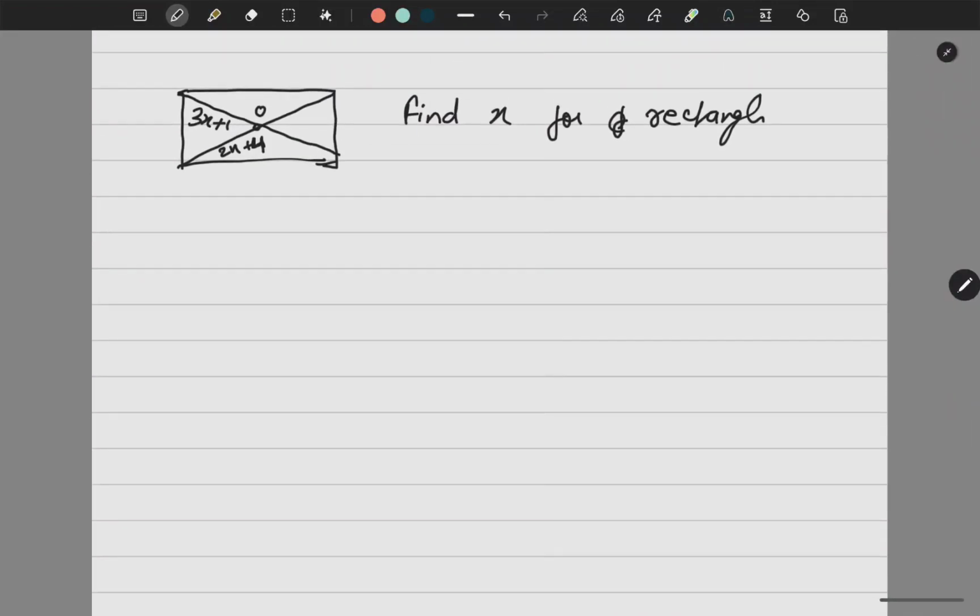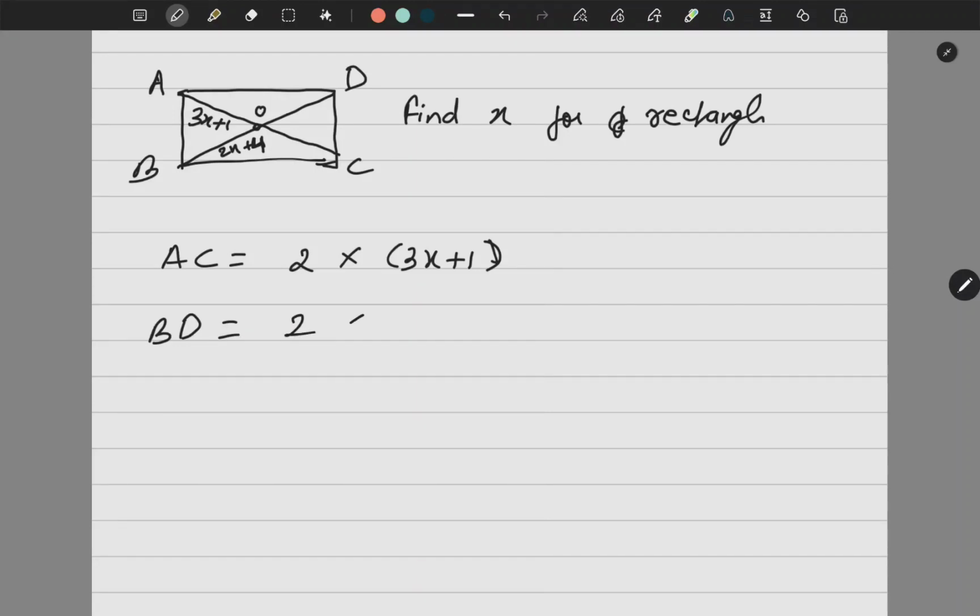Now see this example. Find x for the rectangle. So they have given me the rectangle. Now I know that a rectangle is a parallelogram, so diagonals bisect each other. If I name it A, B, C, D, what is the value of AC? AC is equal to 2 into (3x plus 1), double of this thing, AO. Right? Same way, what is BD? BD is 2 into (2x plus 4).